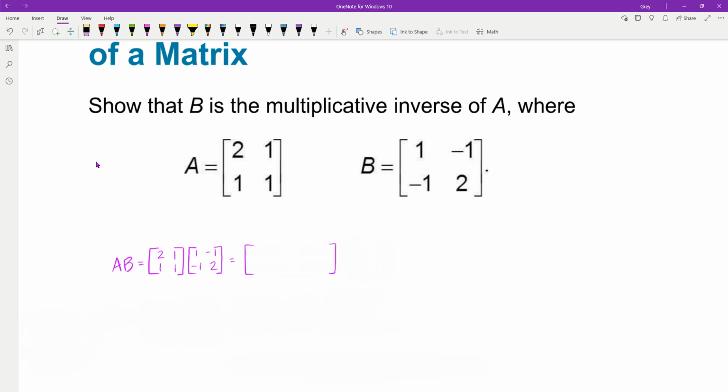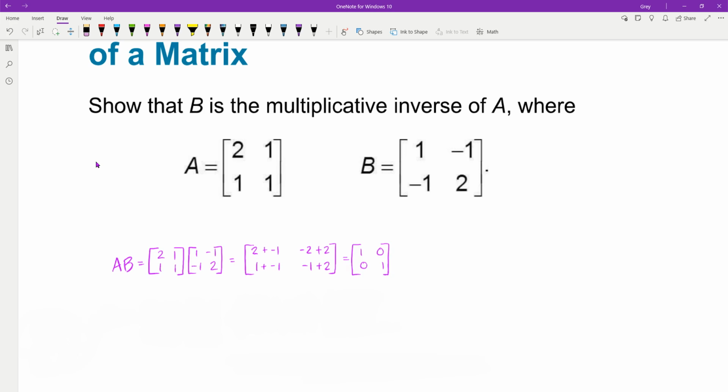So when I multiply them, okay, I have first row, first column is going to be 2 plus negative 1. First row, second column is going to be negative 2 plus 2. Second row, first column is going to be 1 plus negative 1. And second row, second column is going to be negative 1 plus 2. And when you simplify that, you get 1, 0, 0, 1.